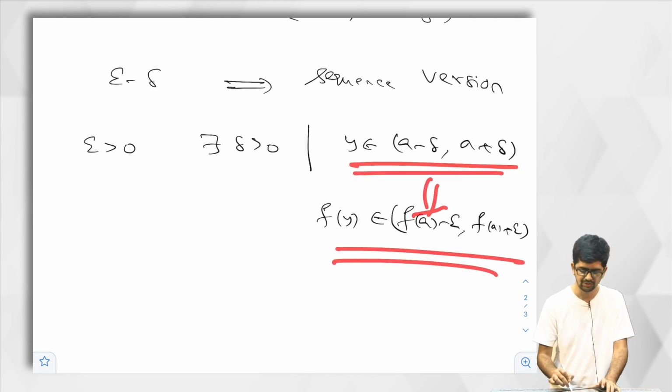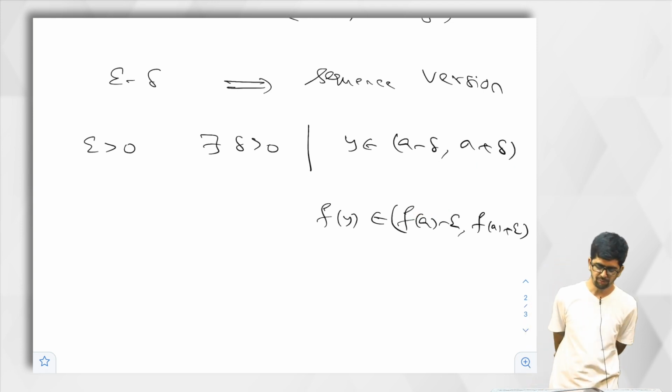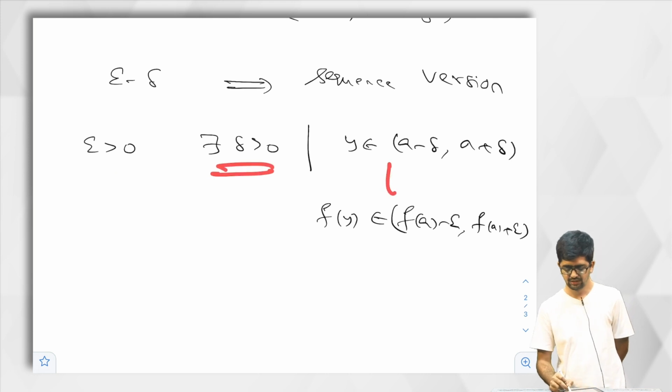This implies this. So now you can pause the video and try by yourself: given epsilon, can I find a delta positive such that this is the case?